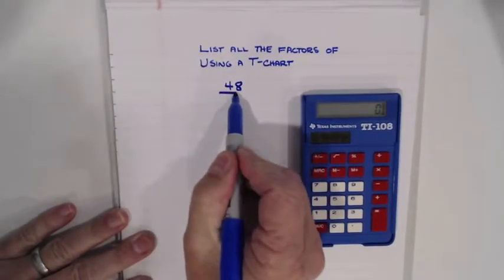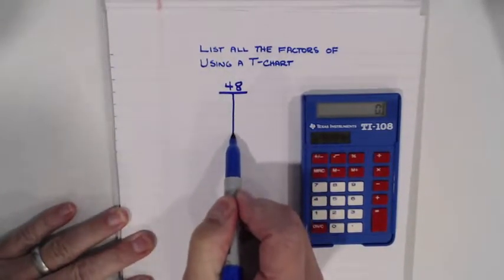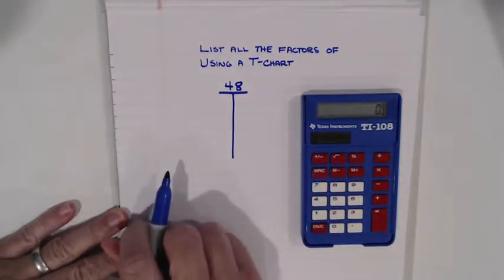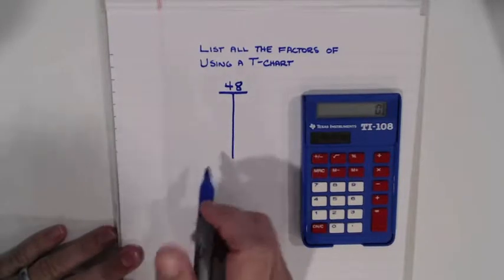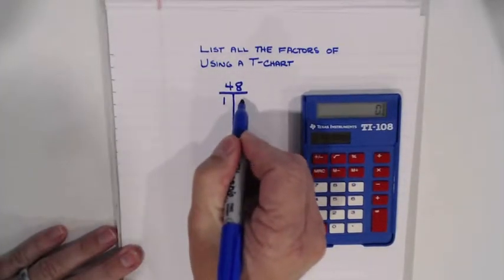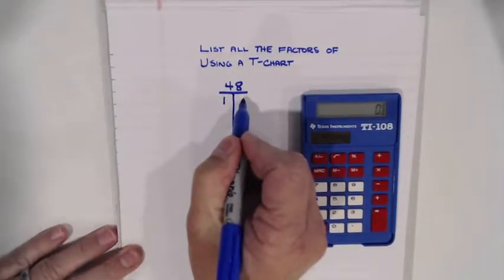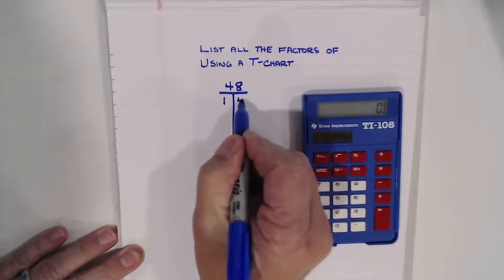So I'm going to make what's called a T-chart up under 48. I'm going to start with the smallest number that will go into 48, which is 1. 1, and across from it, I'm going to put the other number I multiply by 1 to get 48, which is 48.